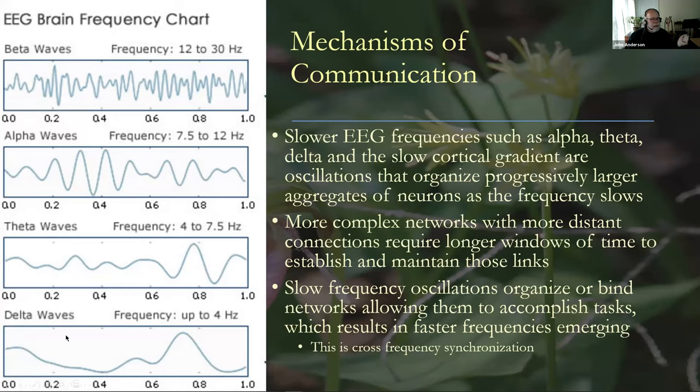As you can see here, the delta waves, this is a big window. So as the wave occurs, the peaks and the valleys of that wave provide a period of time, if you will, a window that's open for activity to occur. Whereas the alpha waves, they have a shorter window within which things can occur. So they can't coordinate larger groups of neurons the way that the slower frequencies can. So the more complex the network, the more distributed the network, the more complex the task being accomplished, the slower frequency needed to coordinate that activity.